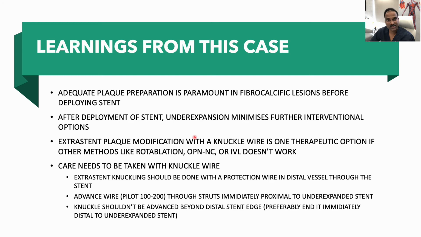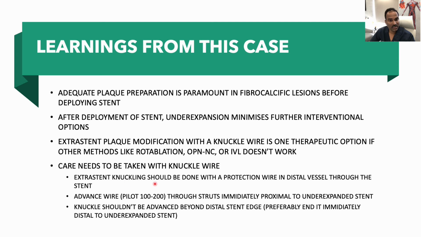Coming to the learnings from this case, adequate plaque preparation is paramount in fibrocalcific lesions before deploying a stent. After deployment of a stent, under expansion minimizes further interventional options. Extrastent plaque modification with a knuckle wire is one therapeutic option if other methods like rotablation or OPN-NC or IVL don't work, or in experienced hands, even this can be used as one of the therapeutic options in such cases. But care needs to be taken with the knuckle wire in such scenarios.